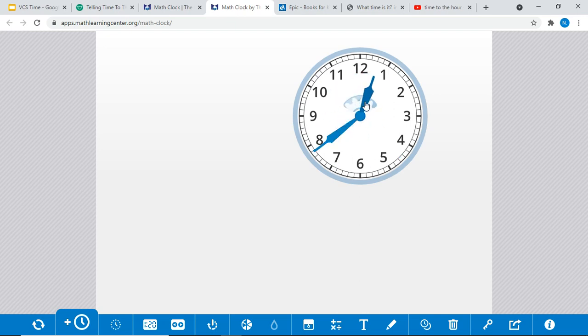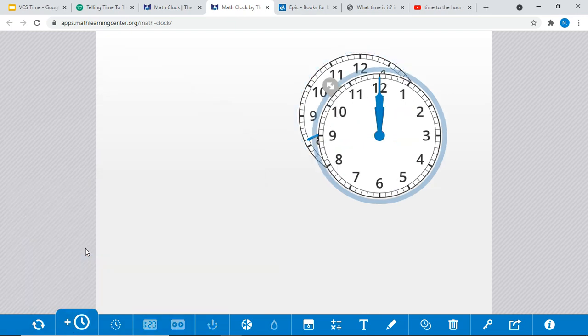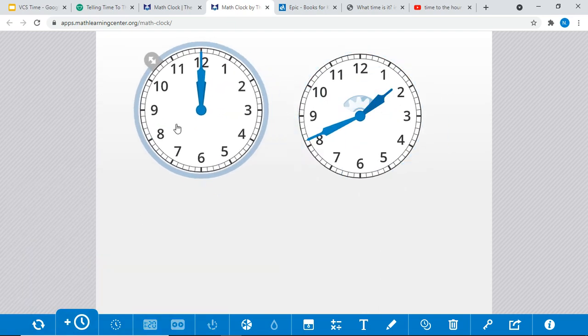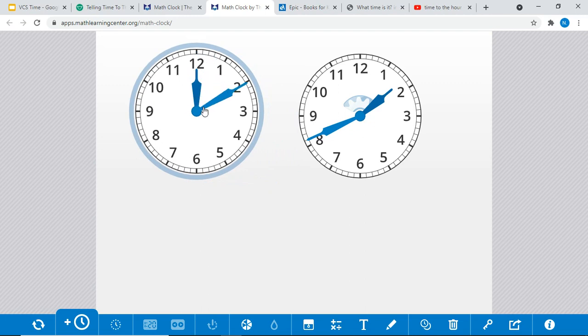That may be a little bit more challenging for some of our students, so potentially you could use the free moving hands, which does not require the gear. You could simply move it to the 12, the large hand, or the small hand to the 3, or whichever time you give the students.